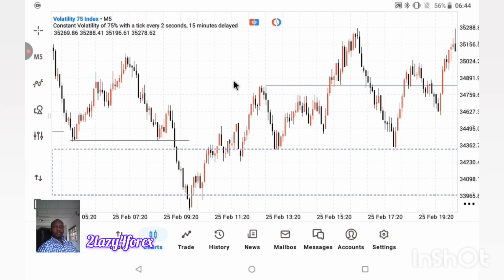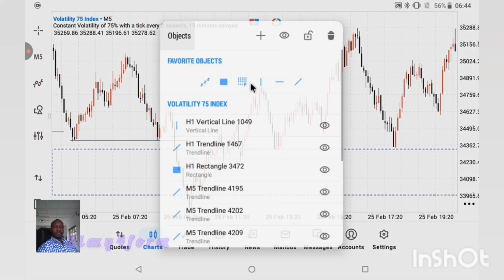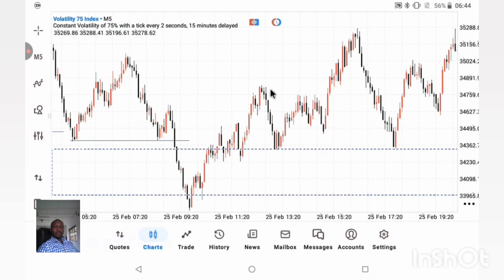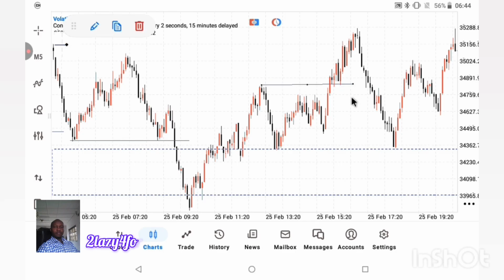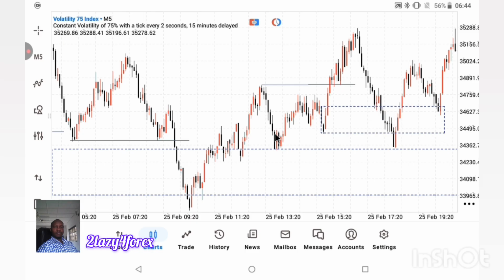Let me rephrase that. For me, I'll just mark this place and put a box, my entry box, at the opposing candle before the candle that breaks the high. This is the candle that breaks the high. It's the same thing. But in some strategies, they don't believe this is a high.